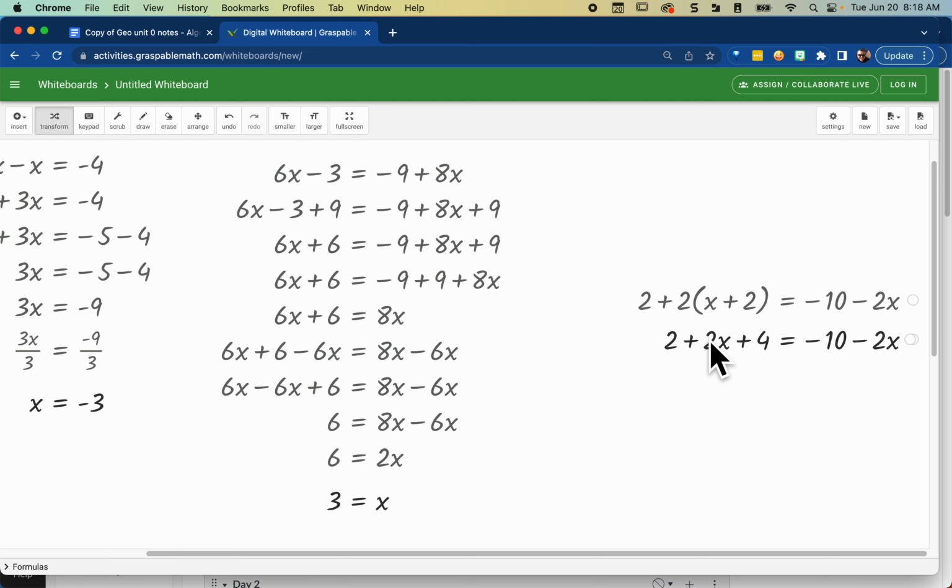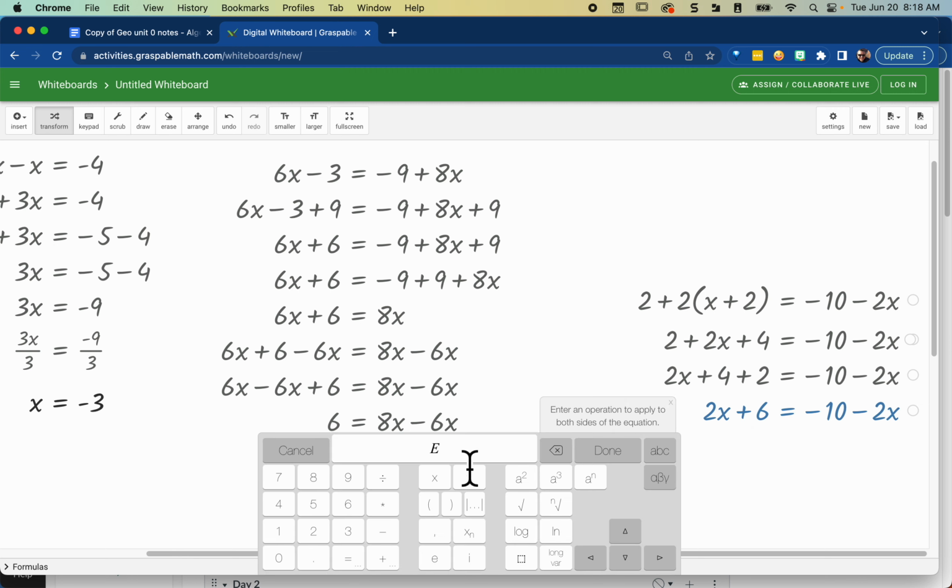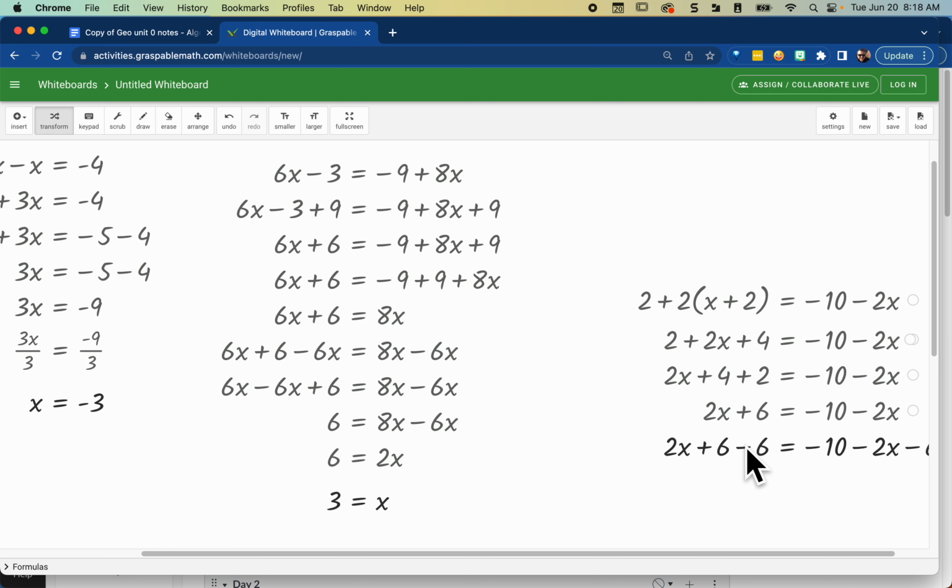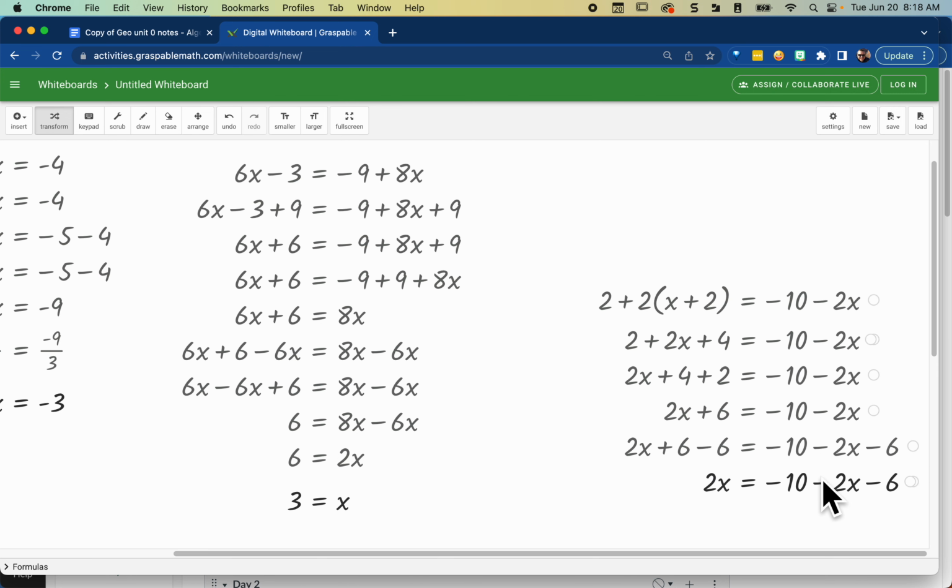So now that's called distributing. It's like multiplying into each of those terms. I can combine like terms as well. This 2 and this 4 are going to combine, so I'm going to add those together. And now I can start trying to get things by themselves. I'm going to subtract 6 from both sides, and that's going to make a 0 here. And I can also put this minus 6 with the minus 10 to combine.